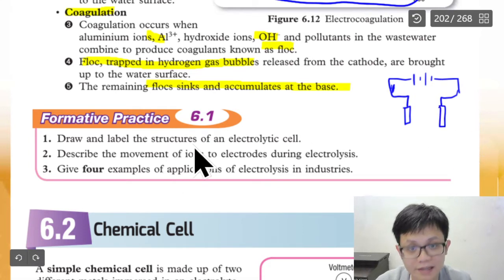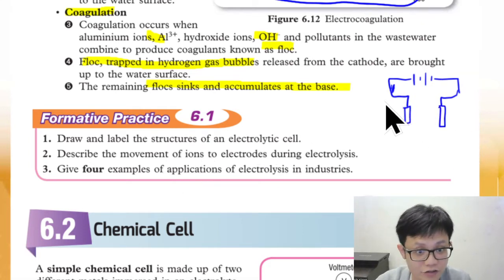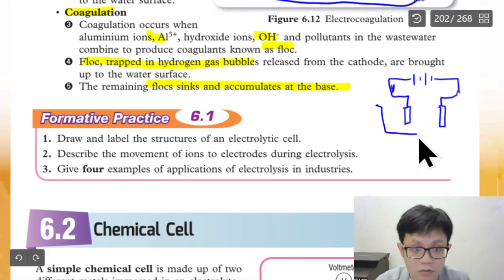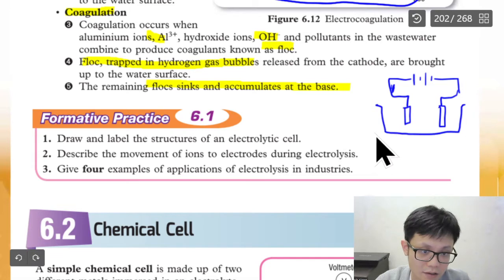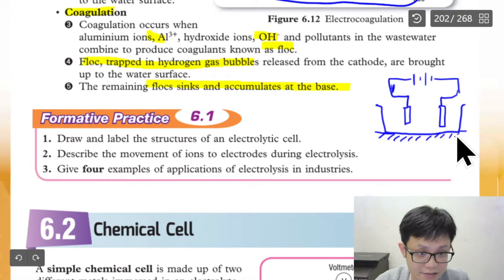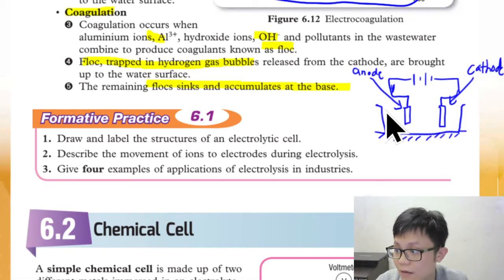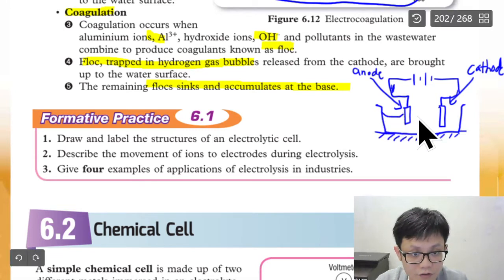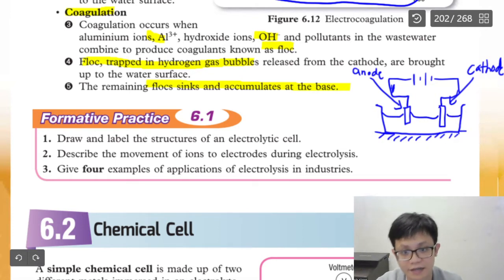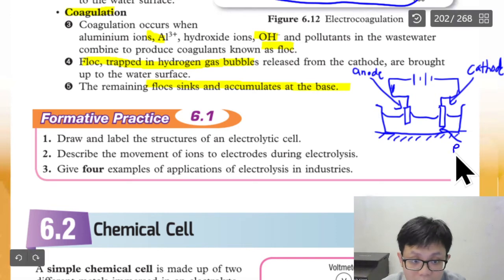Then maybe he didn't say what electrolyte, so I just assume it's water. But I don't know whether to label water or not because the question didn't mention. But maybe I just label it as electrolyte. So this one I will mention as anode. The reason I know it's anode is because here is positive, and this is cathode. Battery and the liquid, the water liquid. And in the liquid, maybe I just write electrolyte.